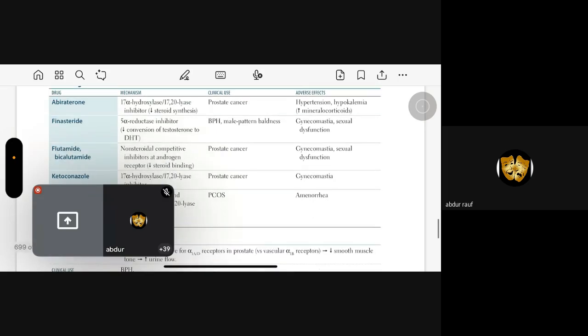Okay. So abiraterone, I think you guys can skip abiraterone. It's not that important. The important one is finasteride. Finasteride is a 5 alpha reductase inhibitor. So what is the 5 alpha reductase enzyme? 5 alpha reductase is the enzyme that is present in the prostate, and it converts testosterone to dihydrotestosterone. When testosterone is converted to dihydrotestosterone, the two most important things that occur are increased formation of prostate tissue, and at the same time male pattern baldness. So in order to treat these two conditions, we give finasteride.